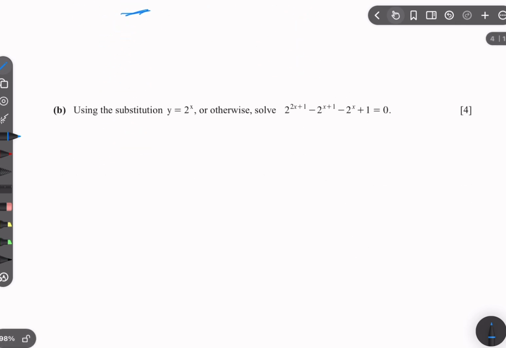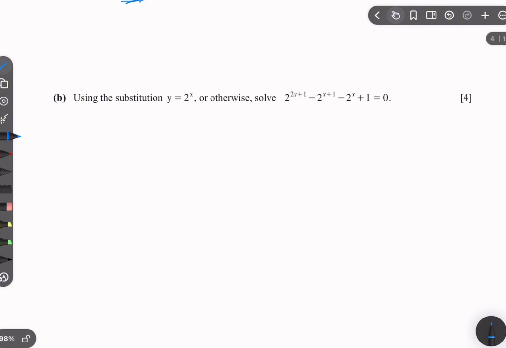Part B. Using the substitution or otherwise, solve this equation. The hard part for this question is the +1 in the powers, but you can just separate them using index laws. So let's do each of them separately first, and then we can combine afterwards. For the first one, we can separate the +1 and the 2x. So it will be 2 multiplied by 2 to the power of 2x.